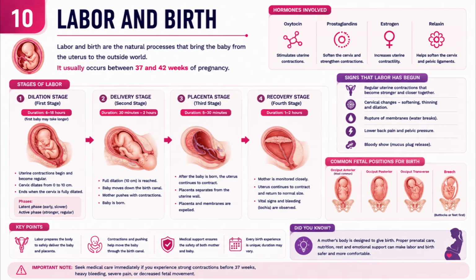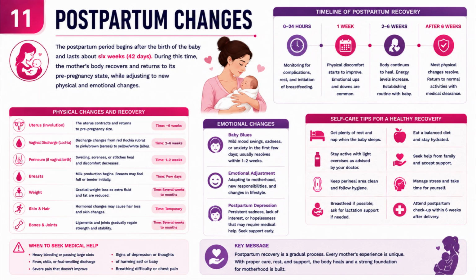After the baby is delivered, the uterus continues to contract, causing the placenta and fetal membranes to separate from the uterine wall and be expelled. Common signs that labor has begun include regular contractions, cervical dilation, rupture of the amniotic sac or water breaking, lower back pain, and increased pelvic pressure. Labor is a remarkable physiological process that marks the successful completion of pregnancy and the beginning of a newborn's independent life outside the womb. Pregnancy does not end with childbirth.